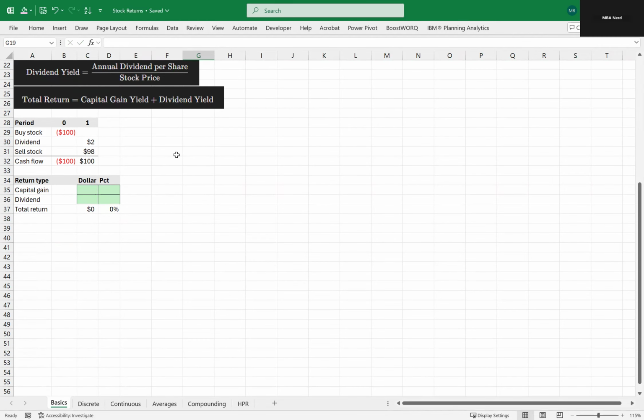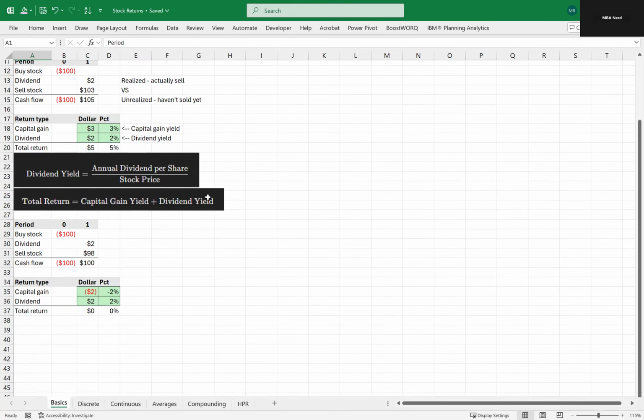It goes both ways though. So let's say that this stock that you purchased went down in value. So you get a negative $2 return and a negative 2% capital gain. It's a capital loss, but then you still get a $2 dividend and then a 2% yield on that, which means you just get a $0 total return.